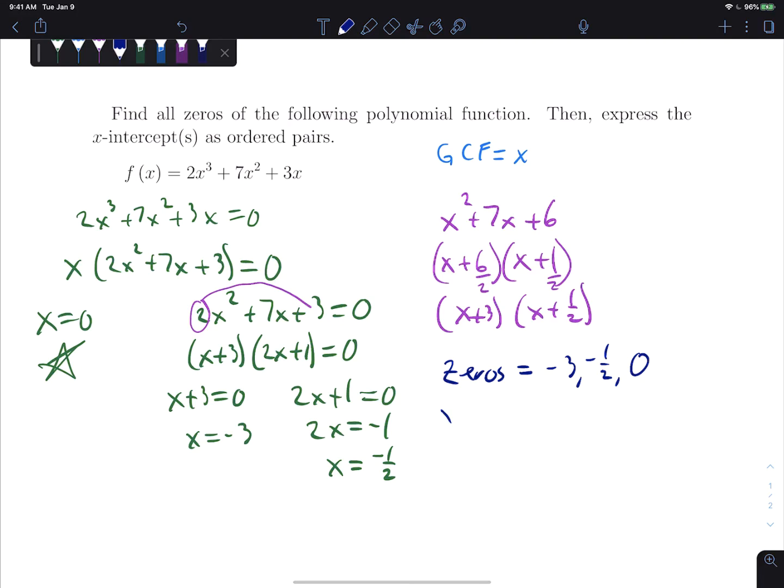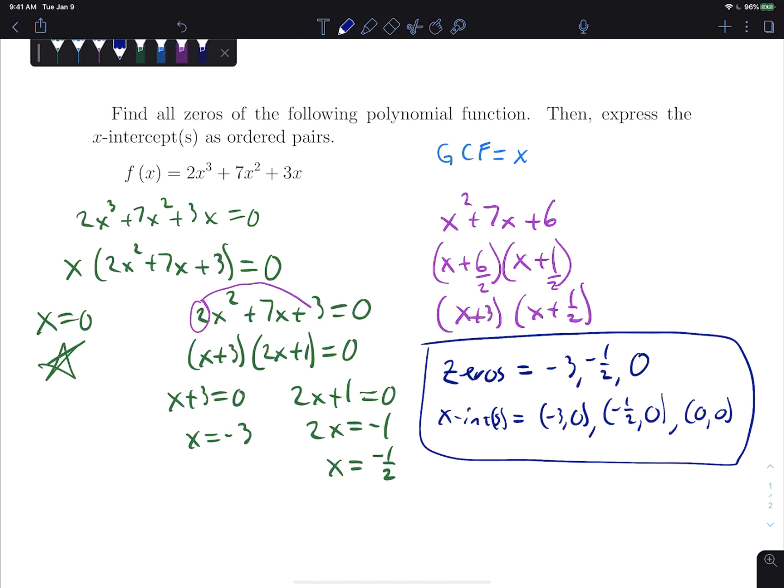All right. As for the x-intercepts, they're going to be the coordinates (-3, 0), (-1/2, 0), and (0, 0). Fantastic. So I just found all the zeros and I put them in their x-intercept form.